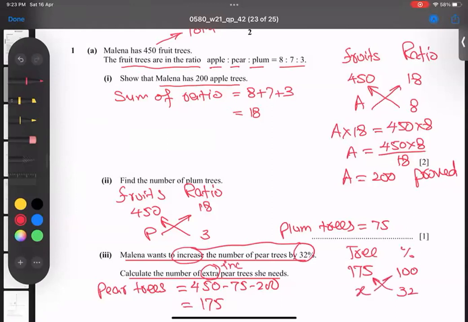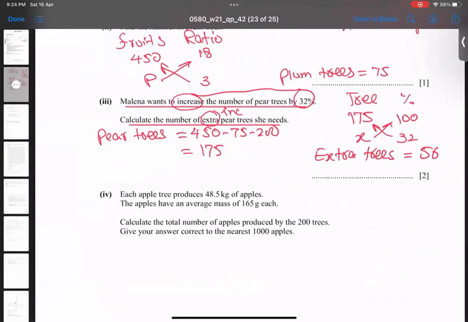Cross multiply, and again I do it directly, 175 into 32 divided by 100, and I'm getting the answer, alhamdulillah rabbil alameen, 56. So 56 are new extra trees. How many extra trees of pear is equal to 56? That's it. Let's go for next part.